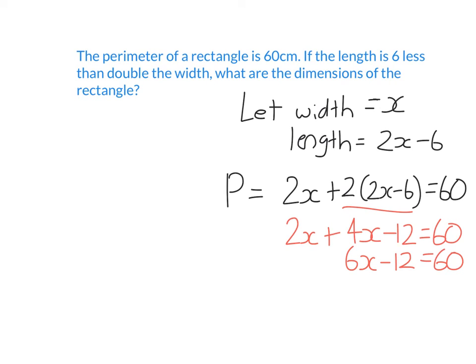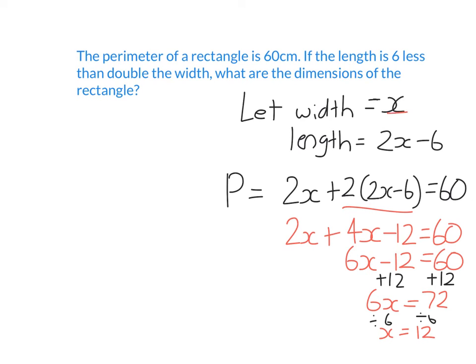So remember, when you're solving equations, you do things in the opposite order to BODMAS. I want to undo everything that's been done to x. So first I'm going to add 12 to both sides. And I get 6x is equal to 72. And the way I undo timesing by 6 is dividing by 6. And that means I get x equals 12, right?